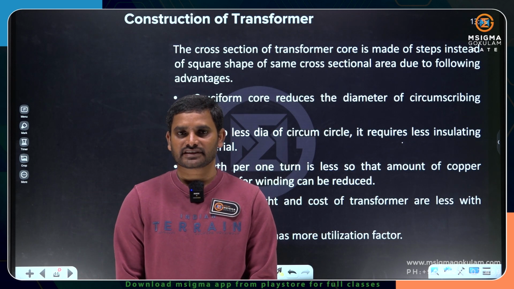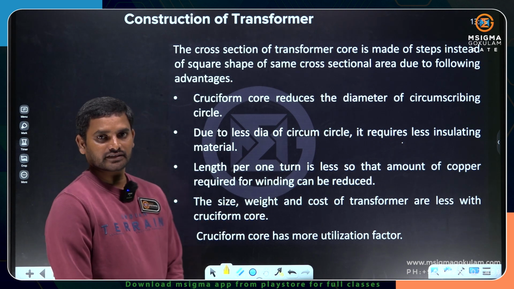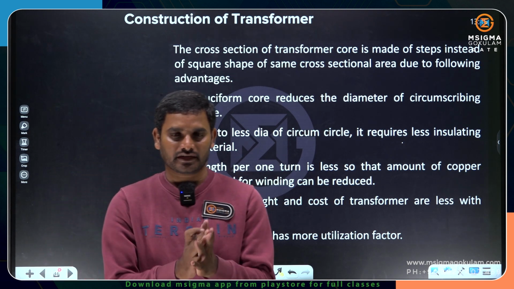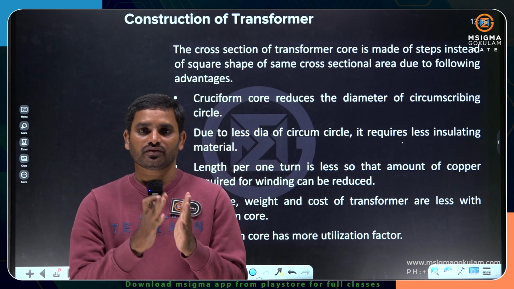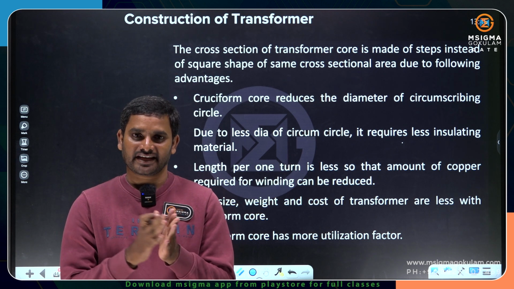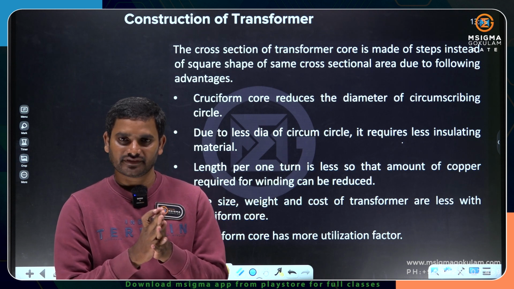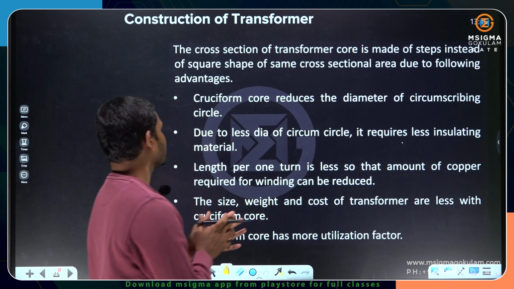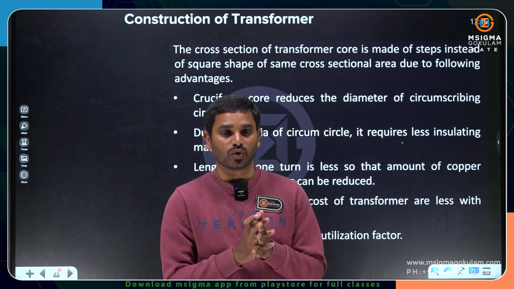In this session, we'll be discussing the shape of the magnetic circuit, the core part. In the last session, we discussed core features, the lamination process and the stacking factor, and core staggering also. Here in this session, we will be discussing what should be the shape of the core.